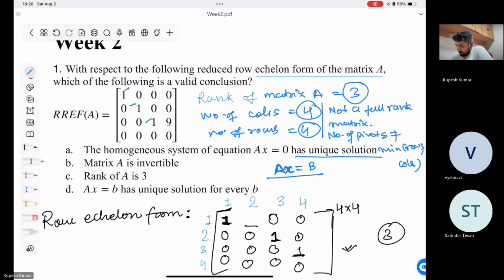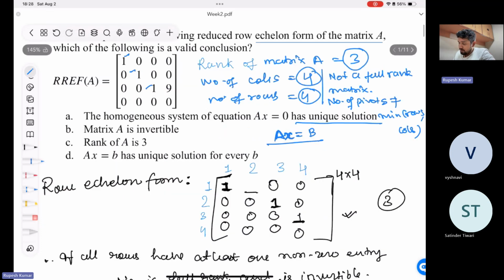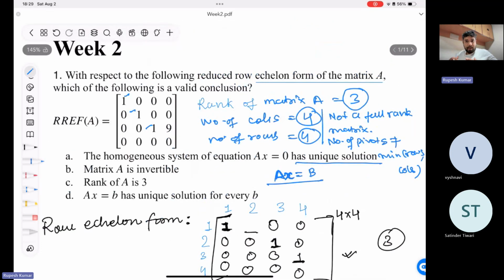Let's say you want to say Ax equals 0, right? So let's think of it like this. You want to find values of x that will satisfy Ax equals 0. Let's say I am choosing my x. I'm giving a counter example. I'm proving that this is an invalid conclusion by giving a counter example.